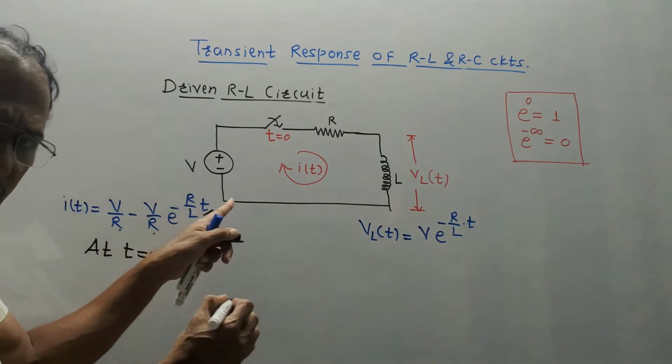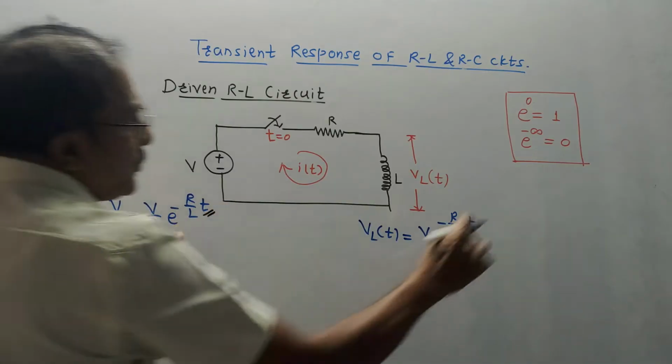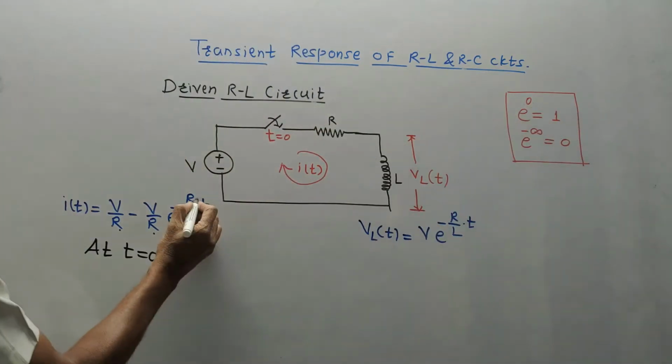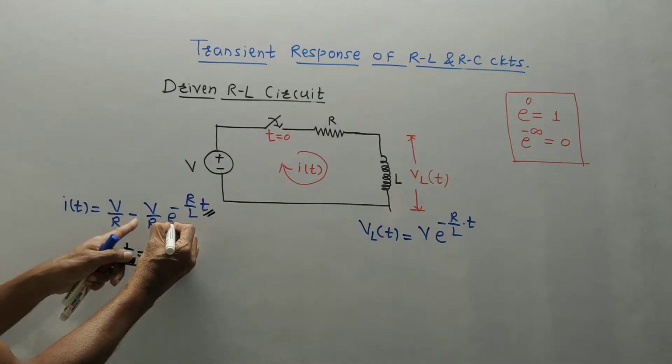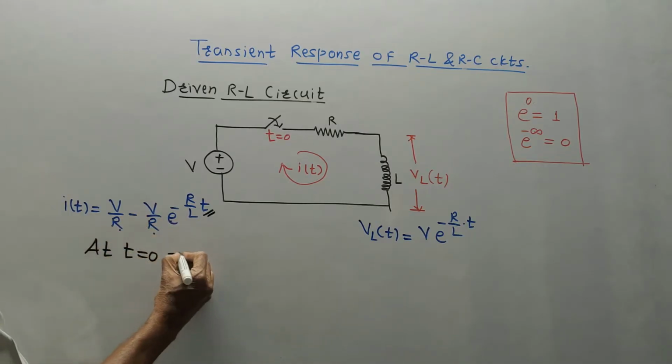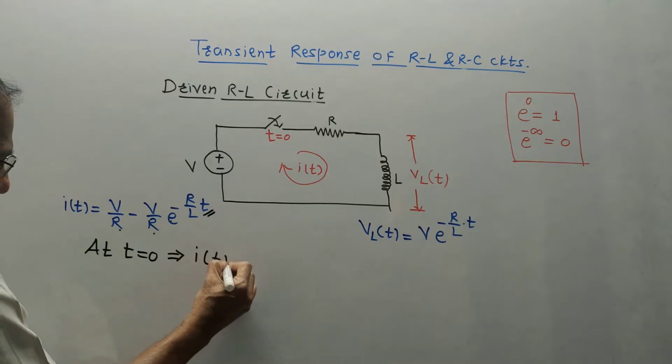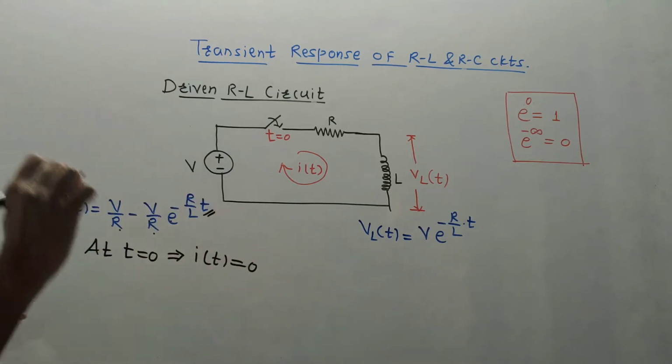So R by L into 0 becomes 0. You will get e raised to 0, and e raised to 0 is 1. That means this term becomes 1. So the remaining term is V by R minus V by R. That means this gives I of t equals 0.